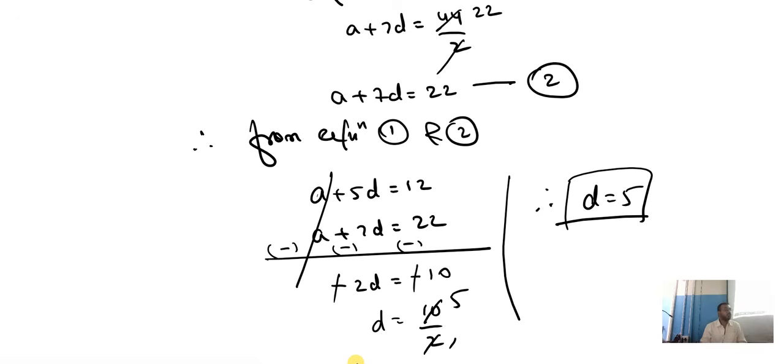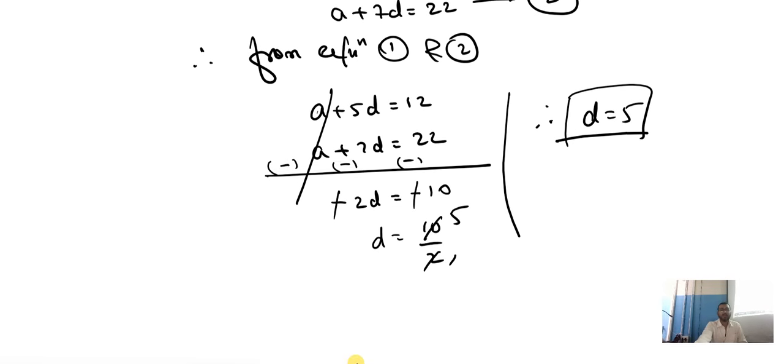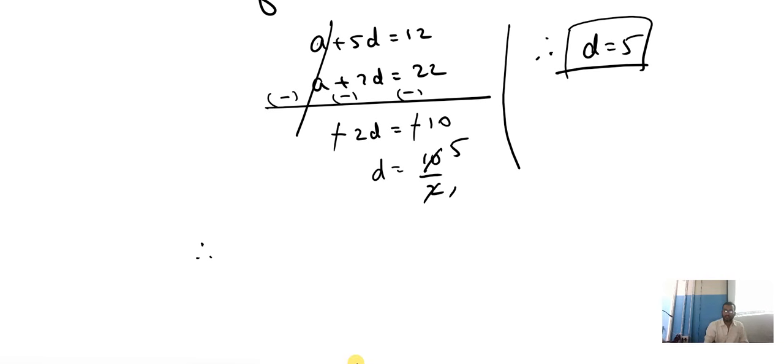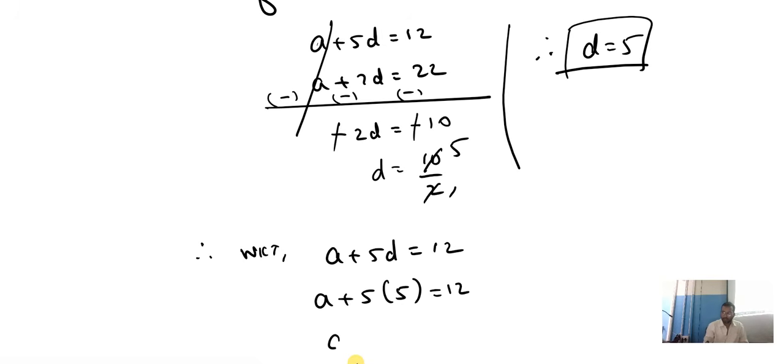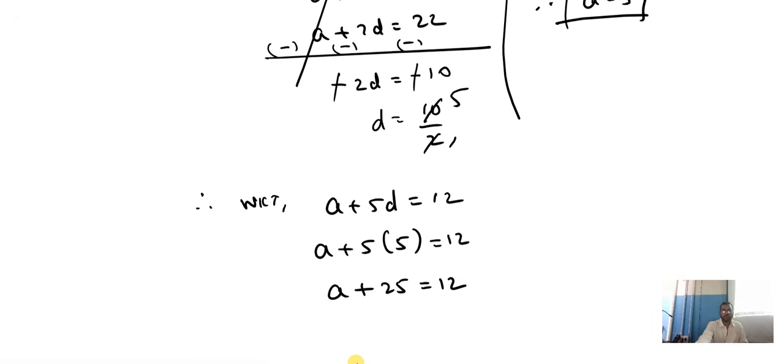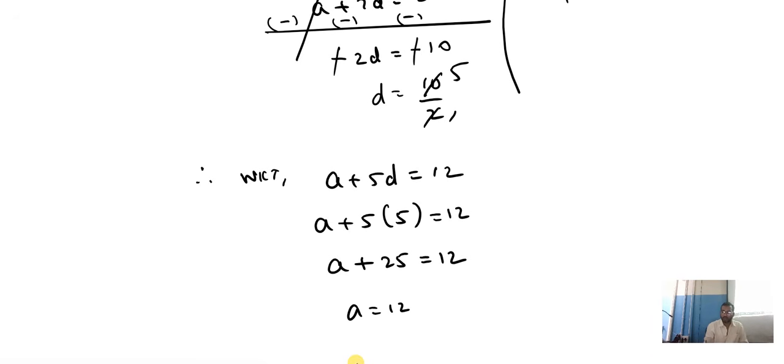Now this value of D we can substitute in any of the equations, but always try to prefer the least equation, which has the lowest numbers. Which one shall we take? Shall we take A plus 5D? Yes. Therefore we know that A plus 5D is equal to 12. So A plus 5, D is 5, is equal to 12. A plus 5 into 5, 25, is equal to 12. Now A is equal to 12 minus 25.